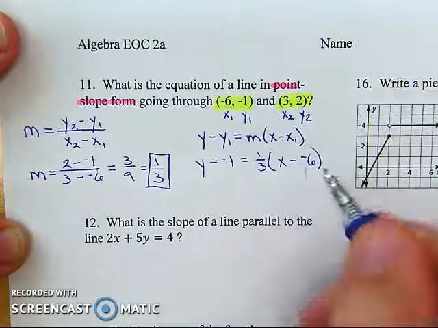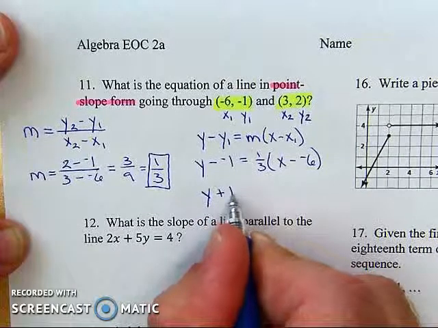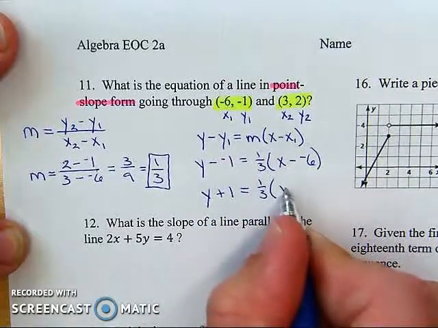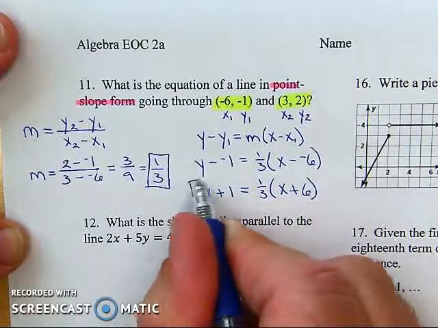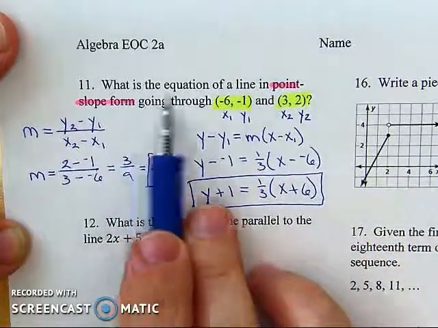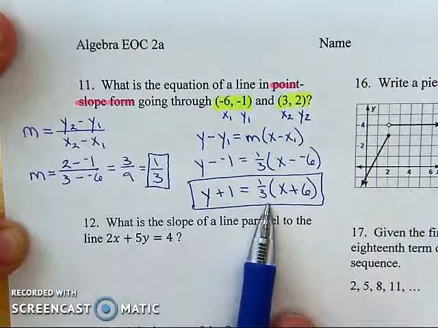And because we have these double negatives, we should really write it one more time to become y plus 1 is equal to 1/3 times the quantity x plus 6. And that would be my answer right there. You don't have to distribute because it does say write an equation in point-slope form. That is point-slope form.